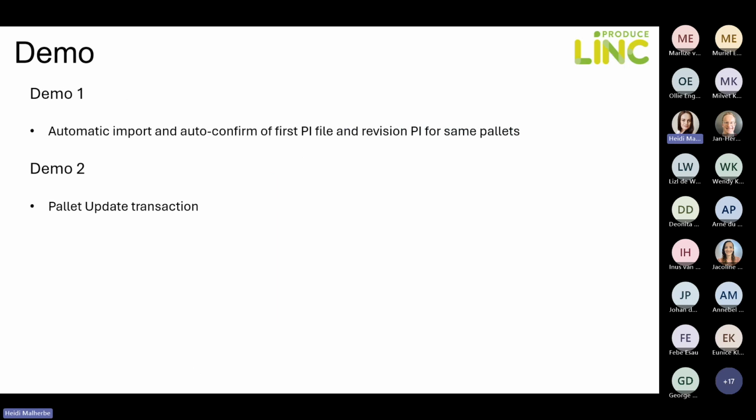All right. We thought about doing a quick little demo for you, two of them actually. One probably more related to the first section of this webinar, just to show you how the job queues run and import and potentially automatically confirm a PI file. In my example, I have two PI files for the same palette. So I have a first intake, and then I've got a revision file where we've changed some information.